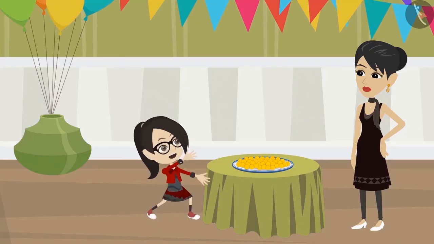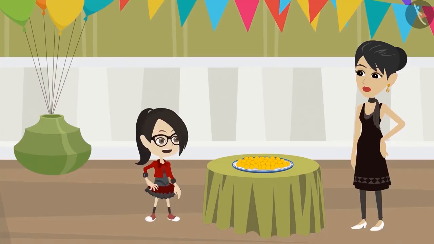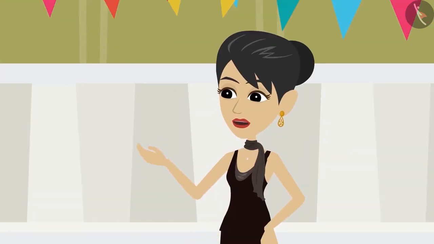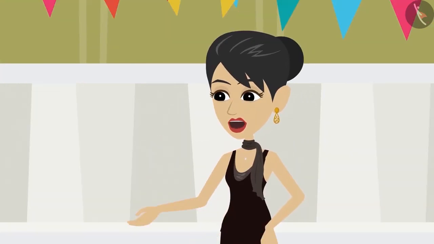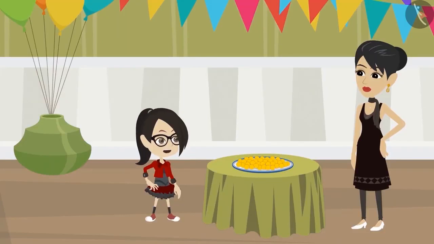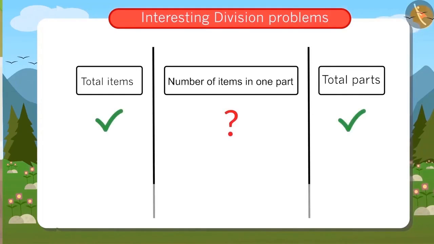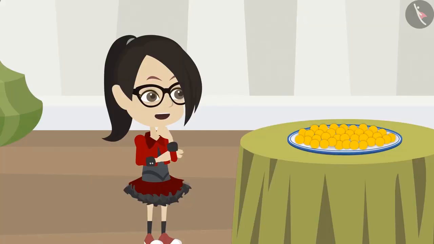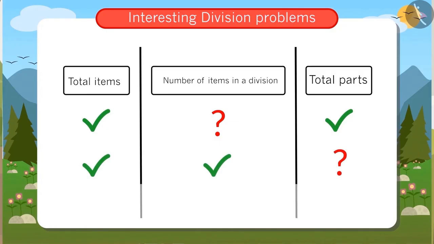Oh wow, that was easy. And I worked so hard to divide the laddus into groups. Never mind, Vandana. Now you should remember this simple way. Last time we learnt that when we are given the number of parts and have to find out the number of items in them, we use division. Today we learned that when we know how many things will come in one part, we still use division.